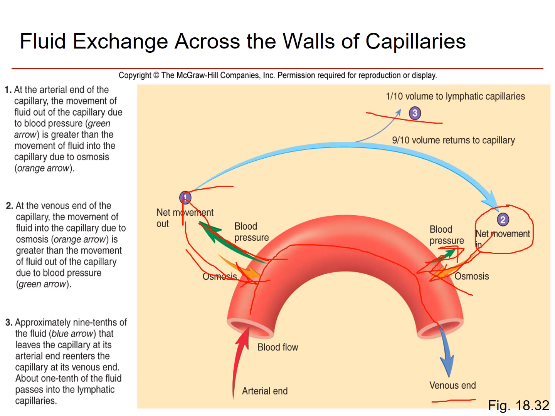Then at stage 3, about 1/10 of the volume of fluid that passes through this capillary actually goes into the lymphatic capillaries, which are surrounded by the capillaries of the cardiovascular system. So 1/10 comes out, but 9/10 returns. That accounts for the 10 to 15% that leaves into the lymphatic capillaries, and 90% returns within the venous end of the capillary.